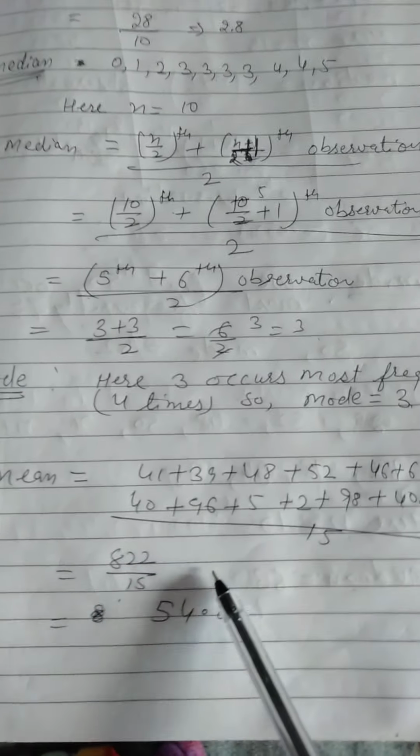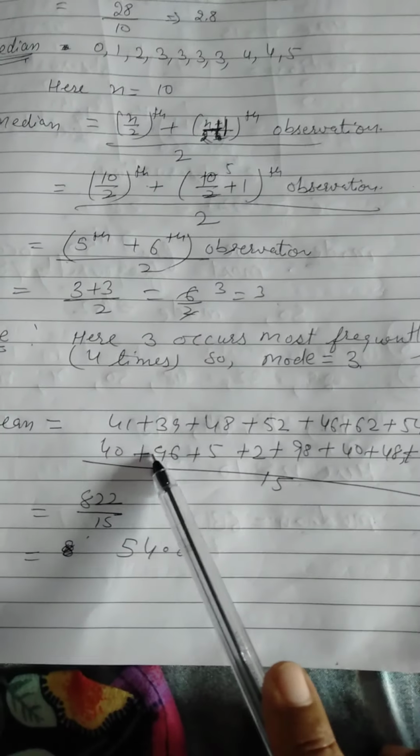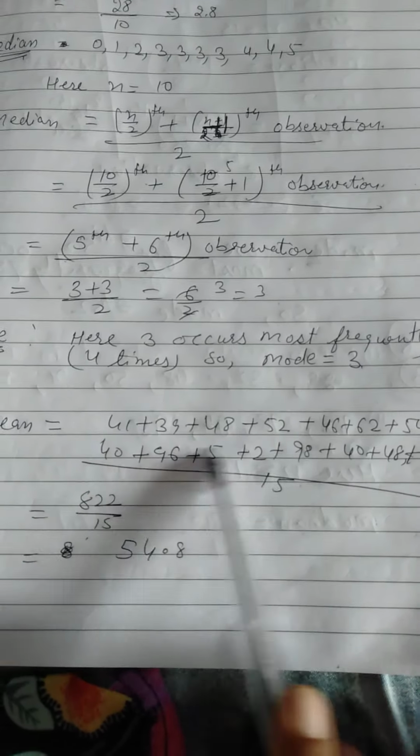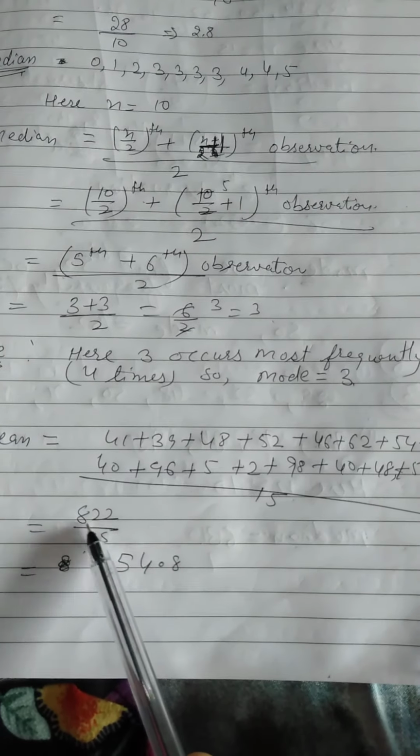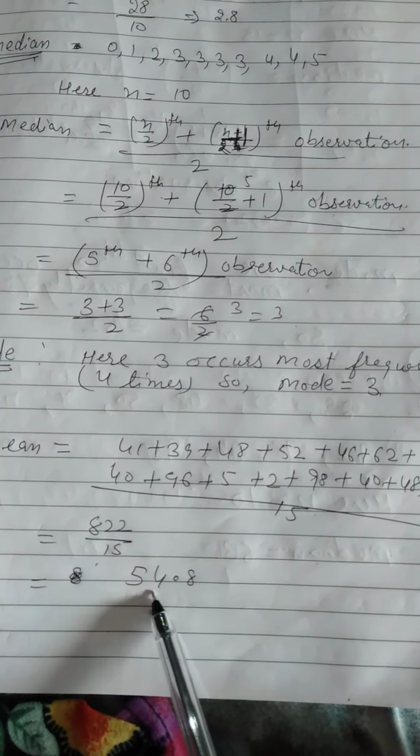Now come to question number 2. This is also the mean. You can find the mean by a very easy method, the sum of observations divided by the number of observations. You can see when all the numbers are added we get 822, and divided by 15 you will get 54.8, right? So it's quite easy, so I'm not explaining more.